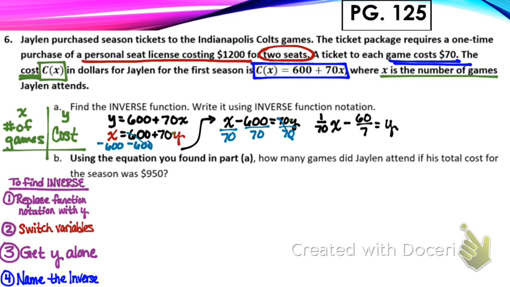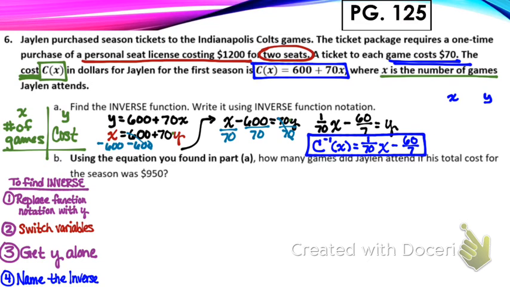Yes. Did we use function notation at the beginning? Yes. So I do want to name this inverse so that I know this is the one that undoes what the other one did. What should my inverse function name be? Yep. C with the little negative 1 because it undoes things. So C inverse of x equals 1 over 70x minus 60 over 7. There's my inverse function rule.